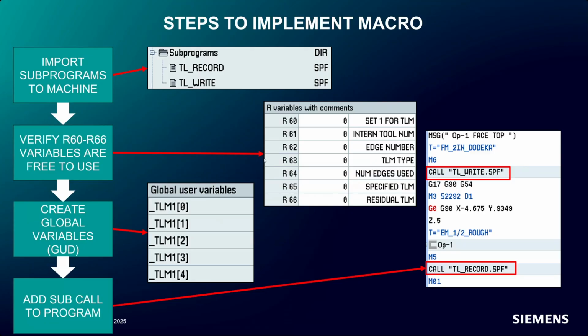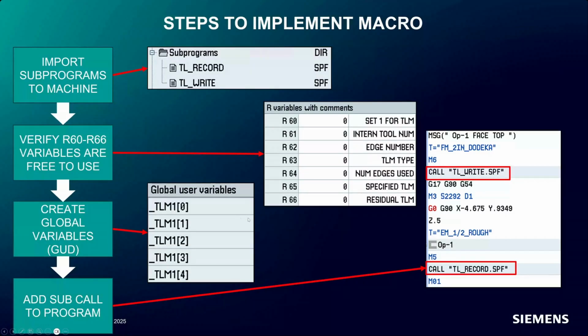But after we import these 2 subprograms into our machine, we want to verify that you have variables R60 through R66 available to you. A lot of shops out there, especially if you're running production, might be running several macros that you've written and you don't have enough, or you're using these R60 through R66. That's no problem. Just find 7 variables that you're not using and do a search and replace in these 2 macros and just replace them. Or you can create your own global variable. We talked about that earlier.